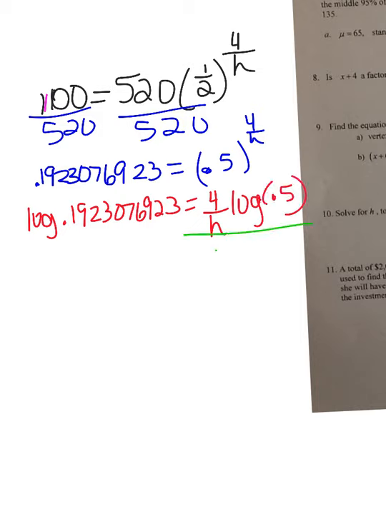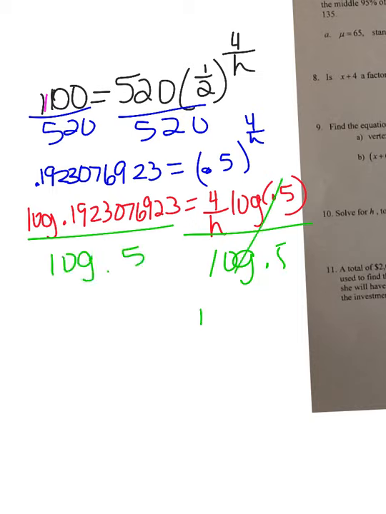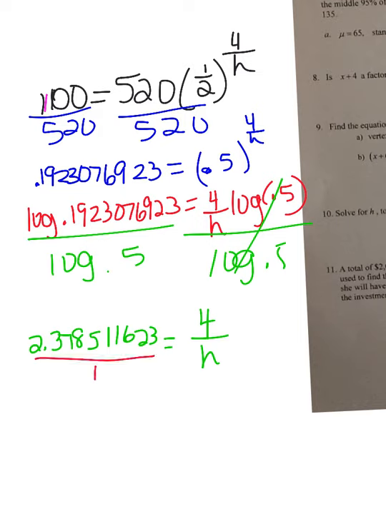You should all know what to do from here. Divide by log 0.5. So I get 4 over h equals, so type it in, log of that decimal divided by log 0.5. I got 2.378511623. Since my h is in the denominator, I'm going to put this over 1 and cross multiply.